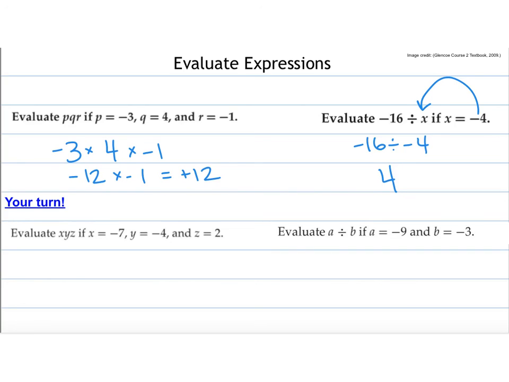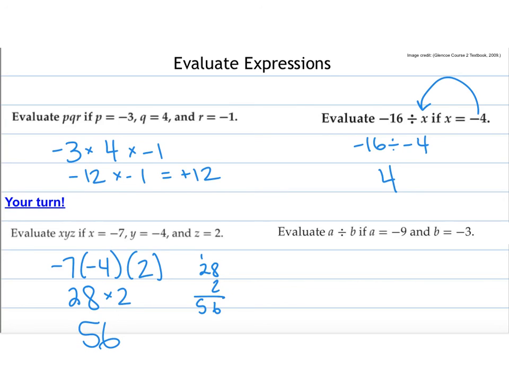Evaluate xyz if x equals negative 7, y equals negative 4, and z equals 2. So we're going to plug those numbers in. Negative 7 times negative 4 times 2. Well, a negative times a negative is a positive. 28 times 2 equals 56.